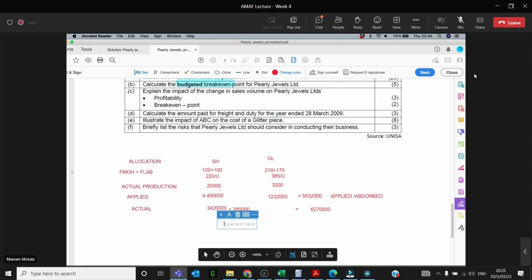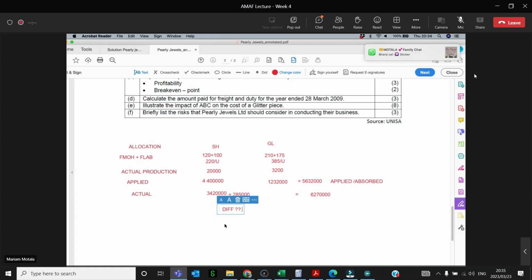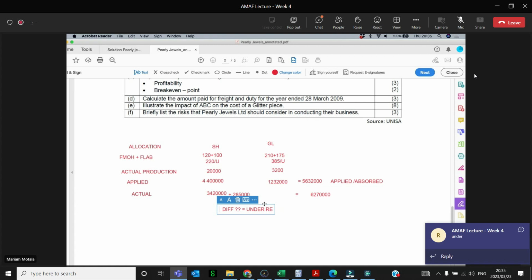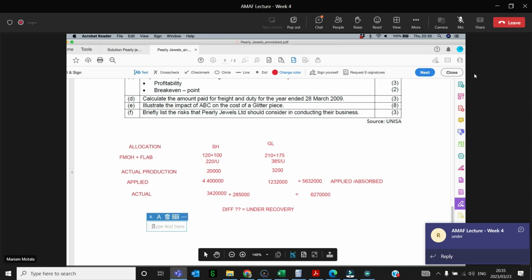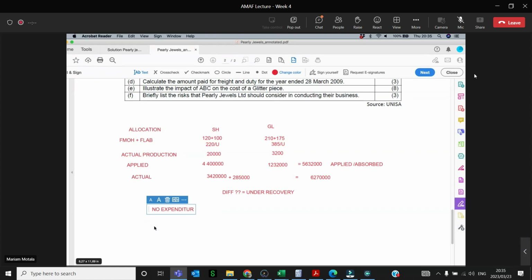So what is this difference? Is it over applied or under applied? We have applied 5 million. Oh, our actual overheads are more than applied. It's an under recovery. Can you see the difference? Once you've gotten this over-under recovery, remember they said actual cost approximates budgeted cost. Therefore there will be no expenditure variance. The variance that arose here is due to the fact that we may have budgeted to produce more units and we actually produced less. Therefore, we have absorbed less and we have an under recovery.